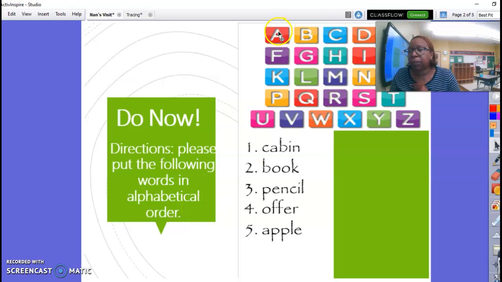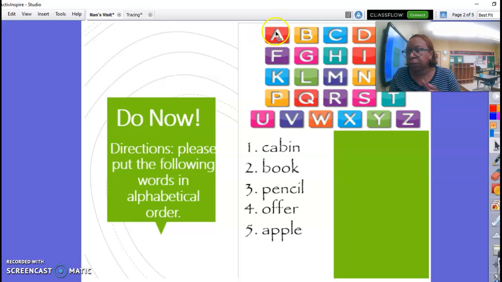And we know what we mean when we say alphabetical order. It's like A, B, C, D, E, F, G, and so on and so on. And so I only gave you 5 words. So I'm going to give you 5 minutes to put these words in alphabetical order in your notebook or on a piece of paper. I put the alphabets here so you can follow.